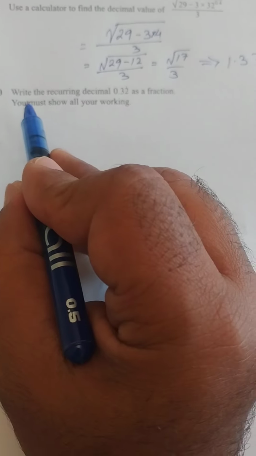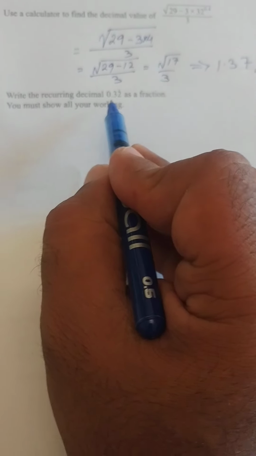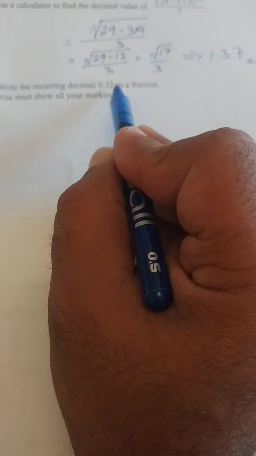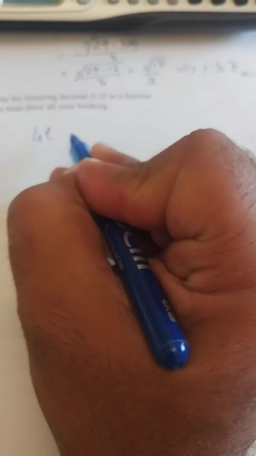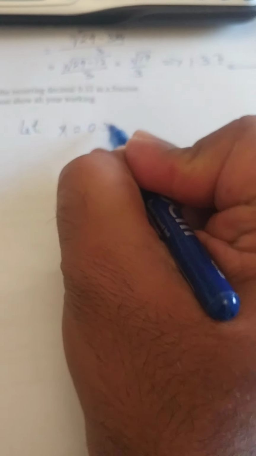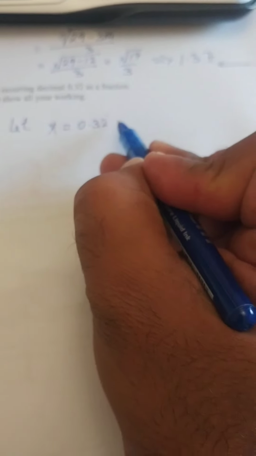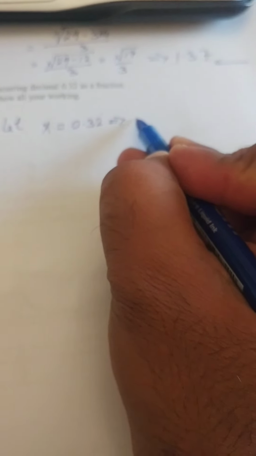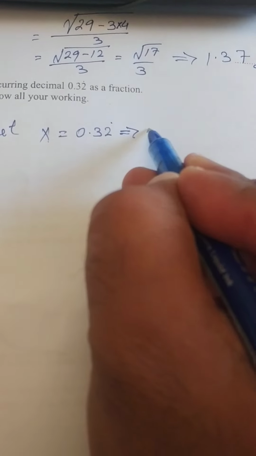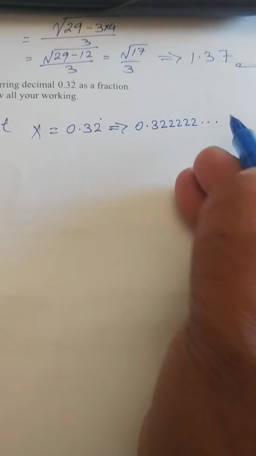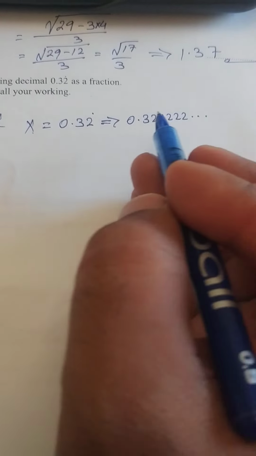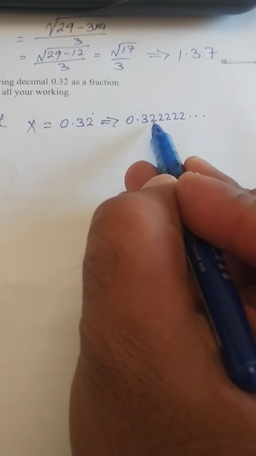Now the next question, number 20: write the recurring decimal 0.3 with 2 recurring as a fraction. So you can start like this. Let x be 0.3 with 2 recurring. That means you can write it as 0.32222, and because this is recurring, we need to continue this too. So first we proceed past the decimal digit 3 here.